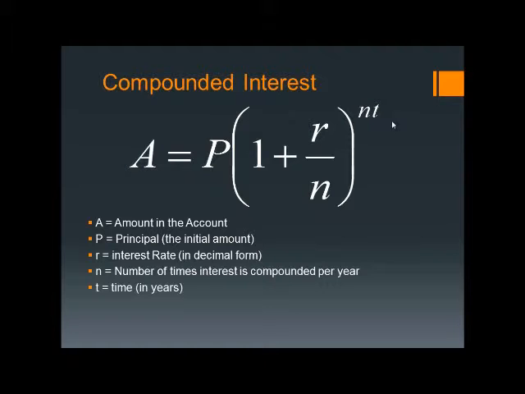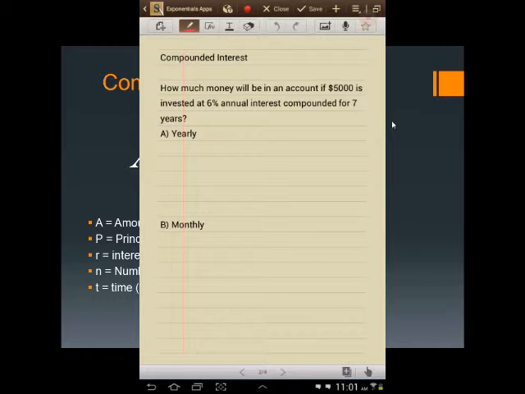Alright, so I have an example of that ready to go. How much money will be in an account if $5,000 is invested at 6% annual interest, compounded for 7 years? We're going to do this two different ways. First, we're going to find out how much if they pay you every year, and then how much if they compound it and pay you every month.